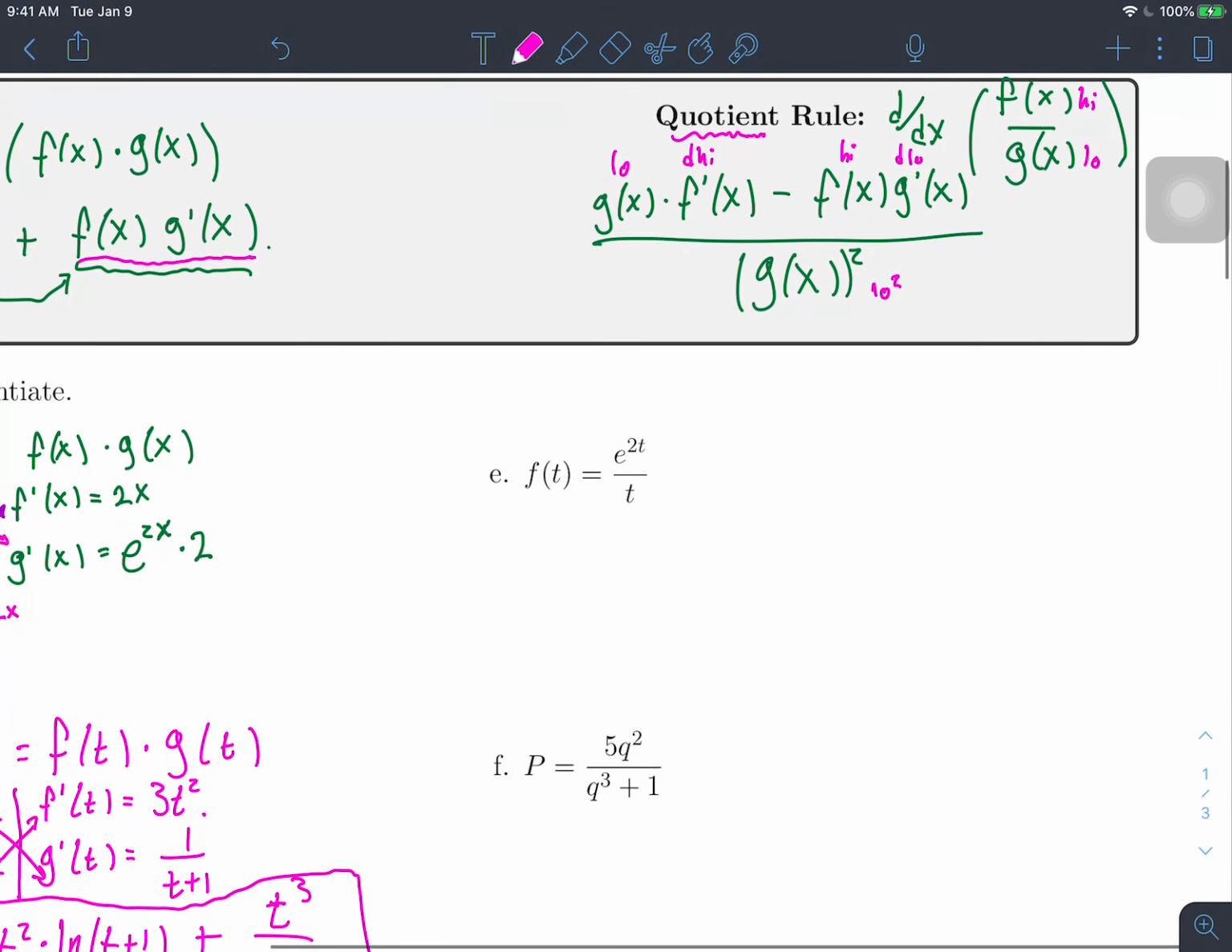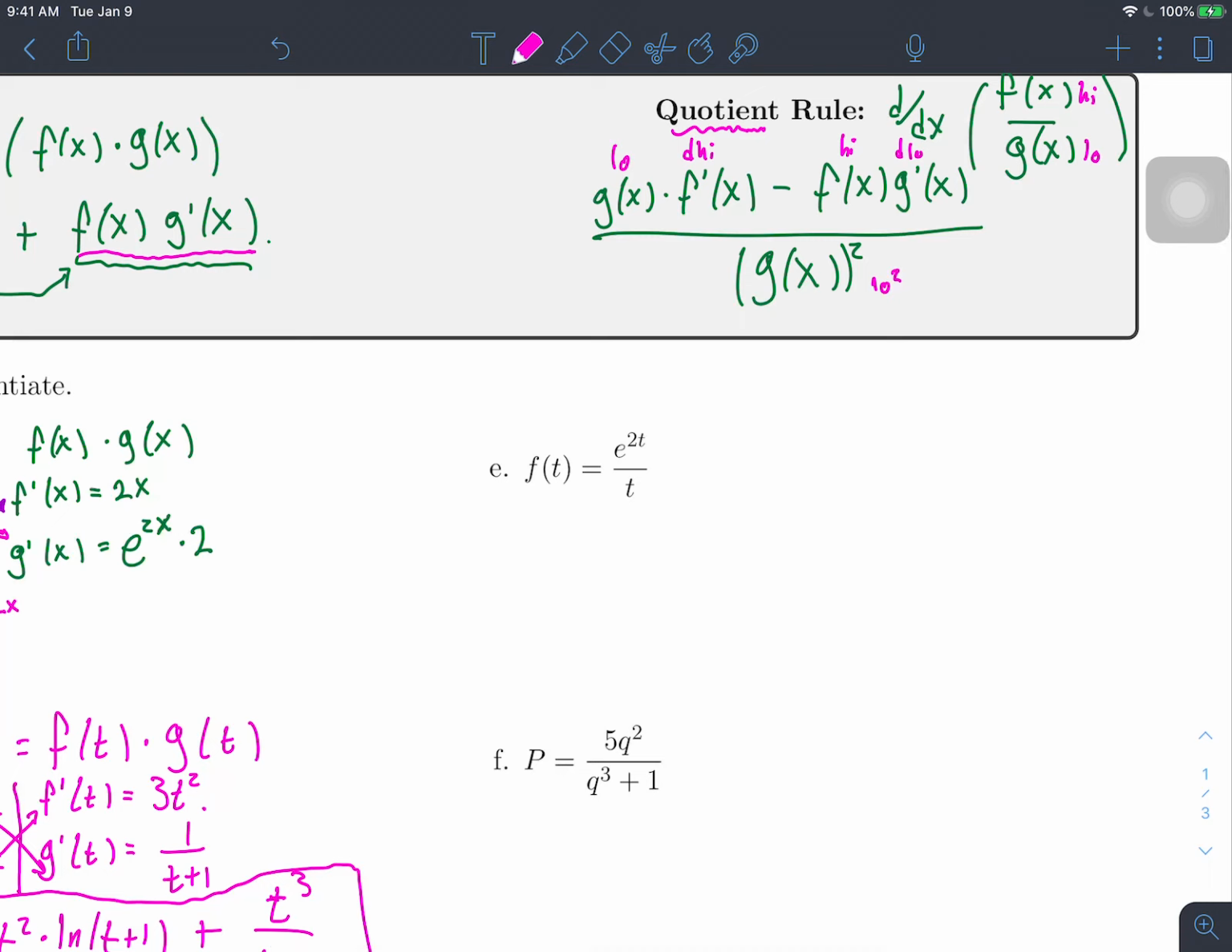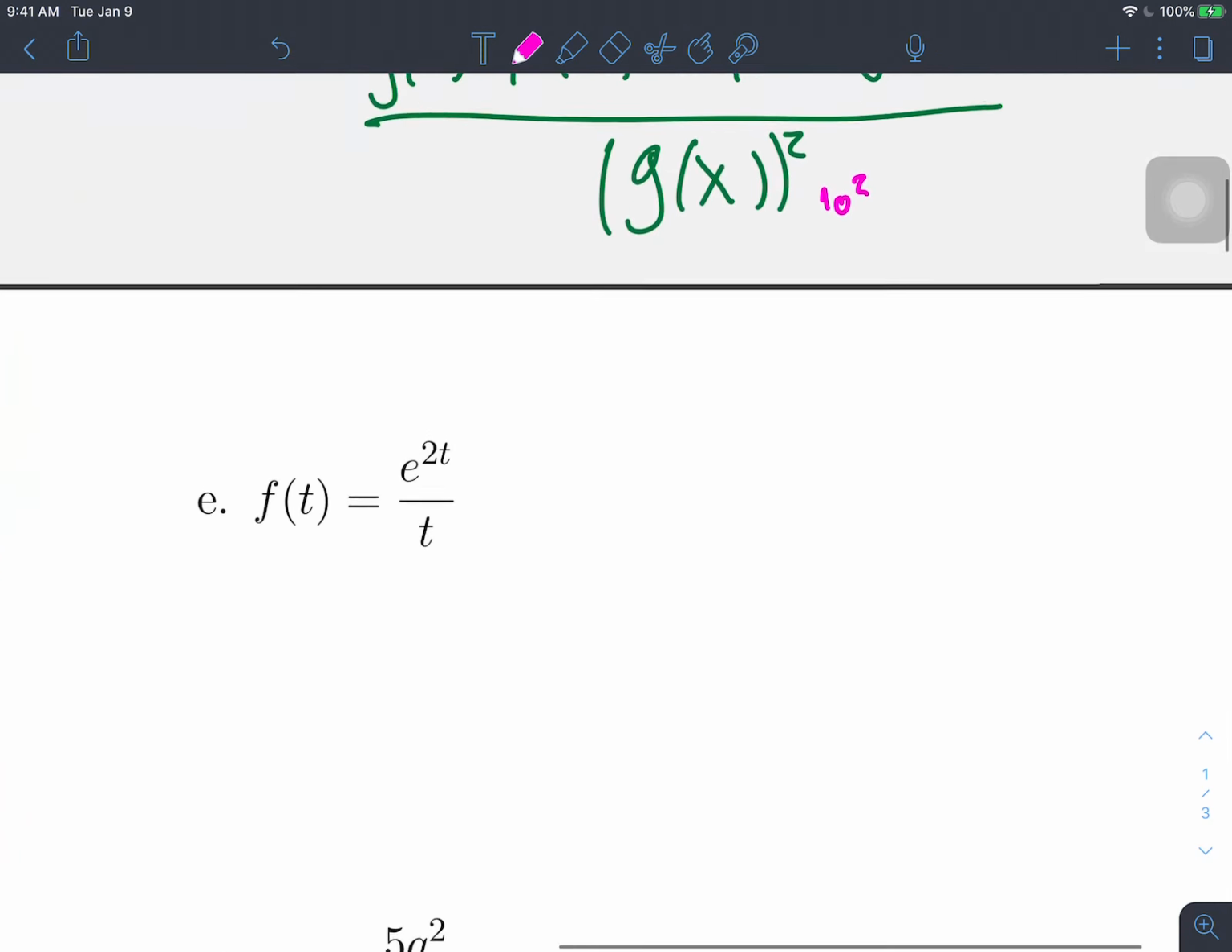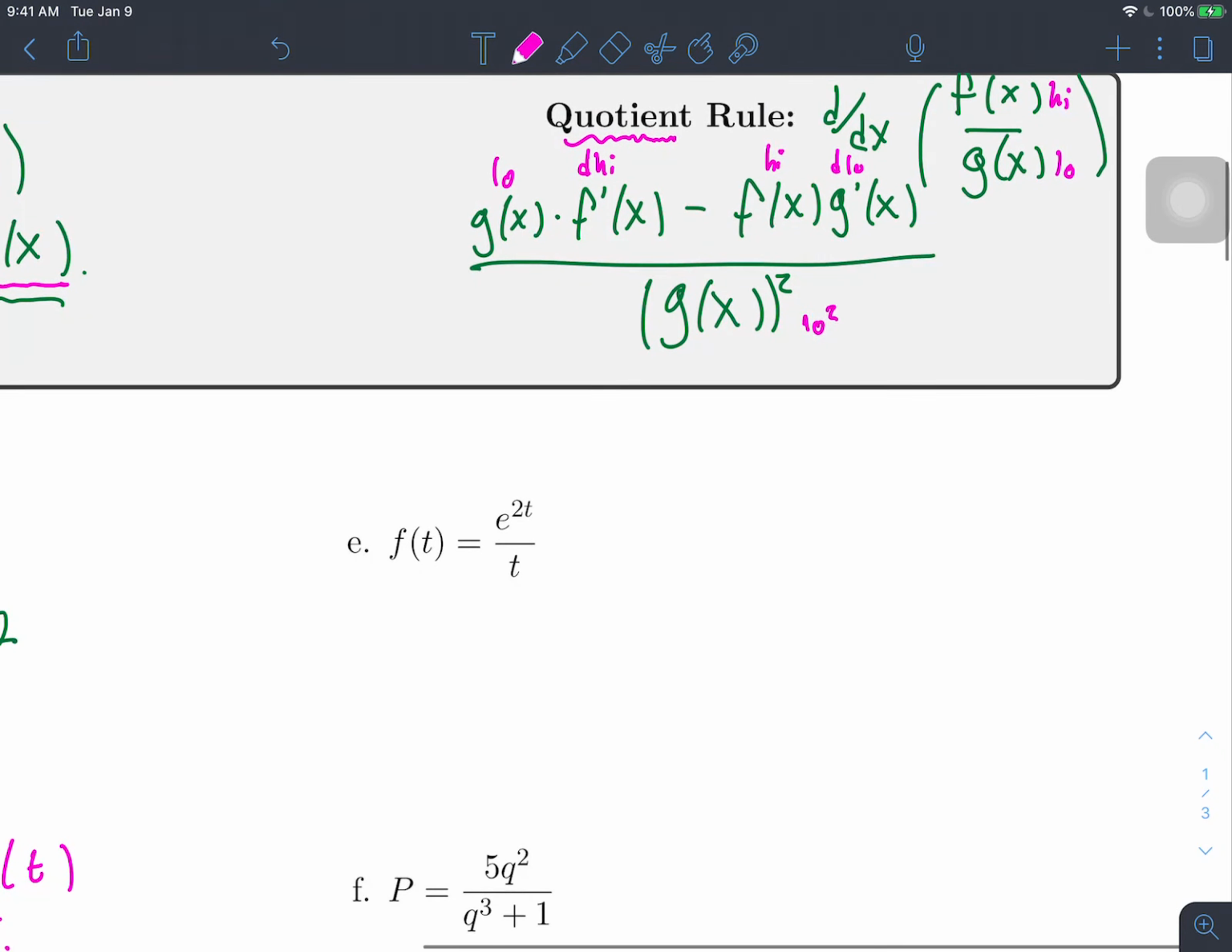This might be the most complicated formula that you need to remember for the semester. I don't know. Maybe some people think the tangent line is a more complicated formula. I kind of think this is the most complicated one. Let's give it a shot at putting it to use. The first two steps are going to be exactly the same as the chain rule and the product rule. We first need to identify what our functions are which are being divided by one another. Then we need to find the derivatives of those functions. And then it's just about plugging into this formula.